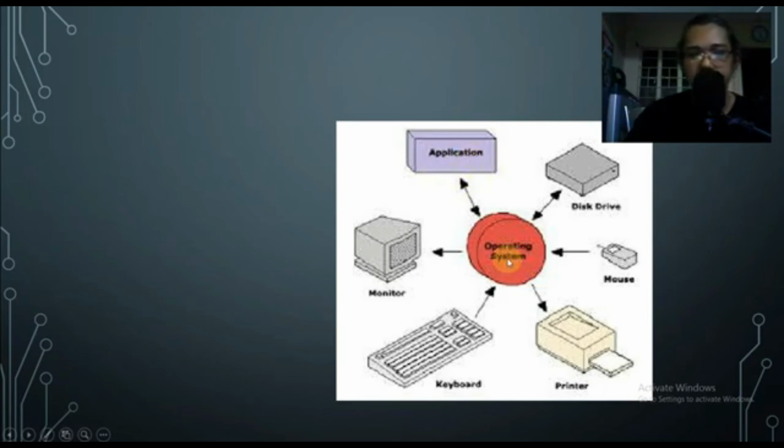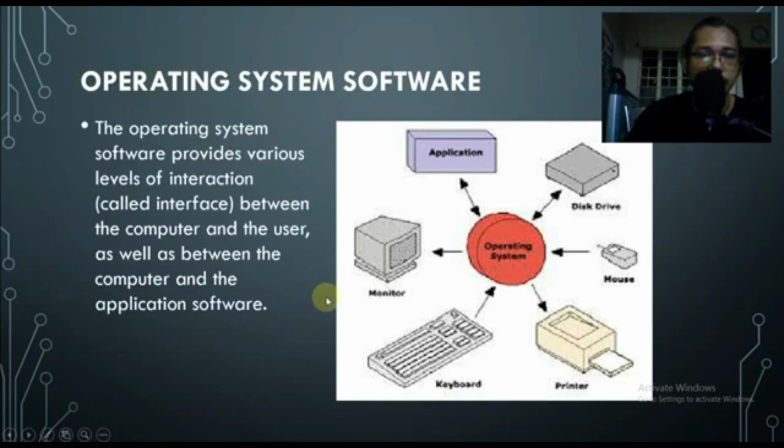So, ganun po yan. And this printer, no, before I forget, when you command the computer to print out a file, the operating system just gives instructions to the printer after calculating the file and gives its final output. So this is the operating system. Operating system software provides various levels of interaction called interface. It is a function between the computer and the user.